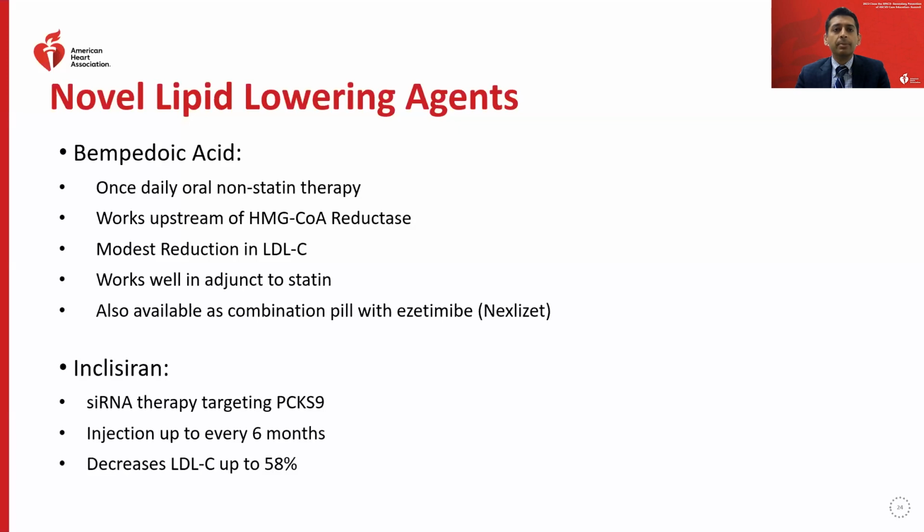And also bempedoic acid comes in a combination pill with ezetimibe. And so that's also an interesting option for patients who are, let's say, on ezetimibe already. They can't tolerate a statin, for instance, or they're on a statin. Instead of adding a third pill, if they're already on ezetimibe, they're tolerating it well, you can potentially do a combination that includes the ezetimibe already there.